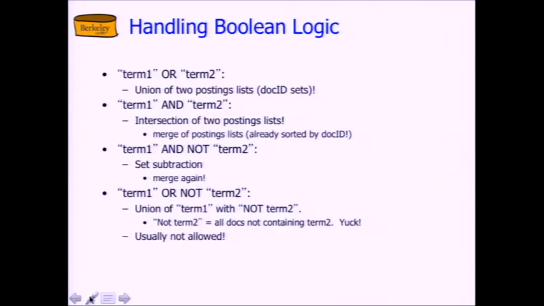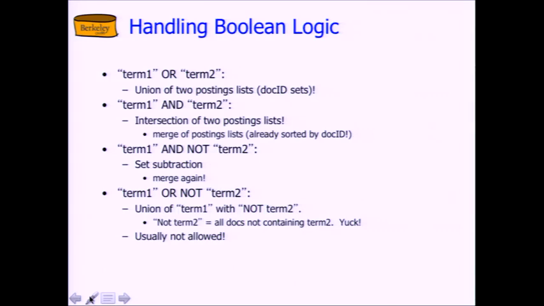How do you handle Boolean logic? Well, it's also pretty straightforward. OR is easy. Term 1 or term 2, if you type that query, that's just the union of two postings lists. You look up term 1, you get a sorted ordered list. You look up term 2, you get another sorted ordered list. Those are the doc IDs that match term 1 or term 2. It's the union of those two lists. Term 1 and term 2 is the intersection of those two postings lists.